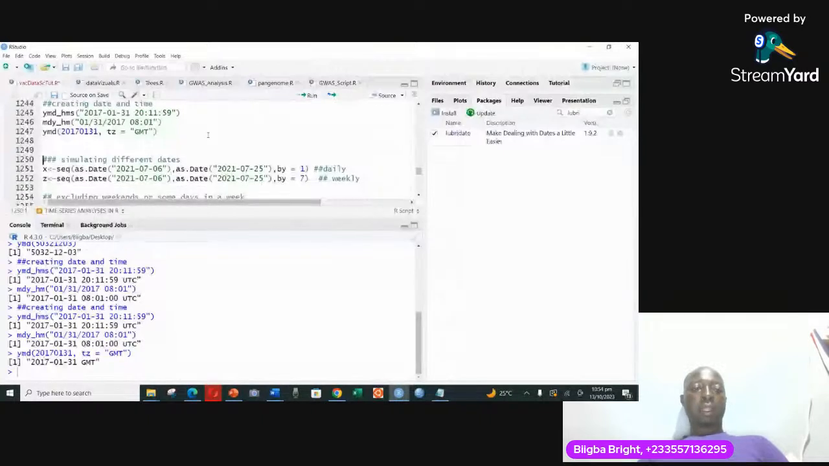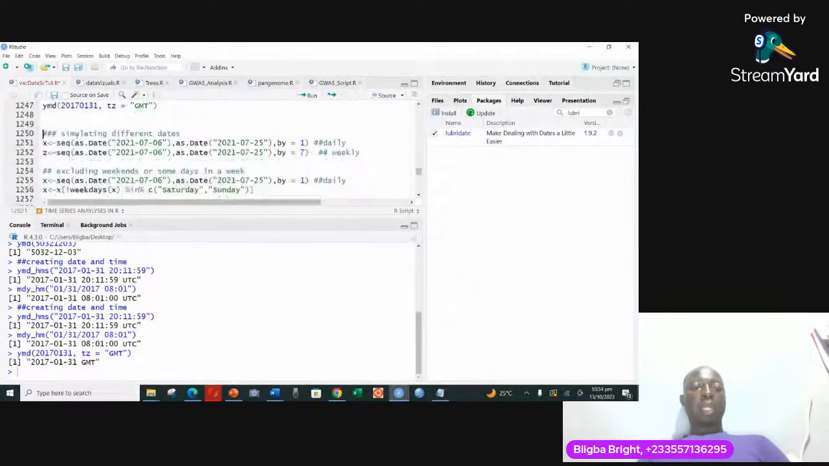So now let's assume that I want to create some kind of data. I want to simulate a particular data set, and I want to look at the date from 2021, let's say July 2021, all the way to July 2021 something. And then I am saying that I want to do this by 1. Let me run it, and then you see what that means.